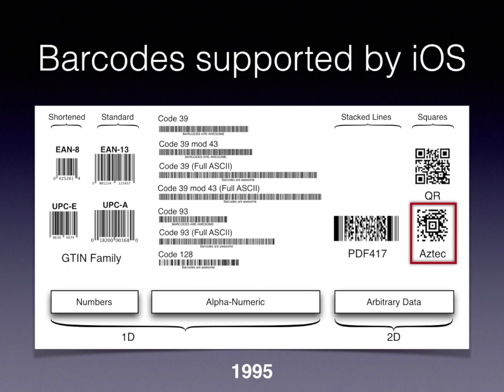These are the kinds of barcodes that are supported by iOS. Naturally, there are way more, but those are probably the most important ones, and that's the reason why Apple chose them for inclusion in iOS 7.